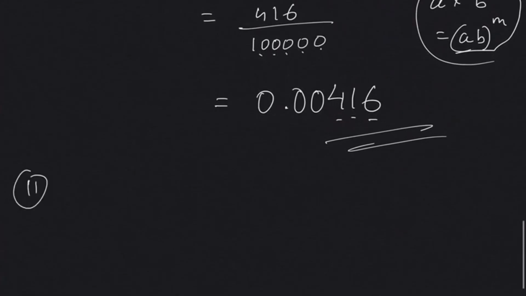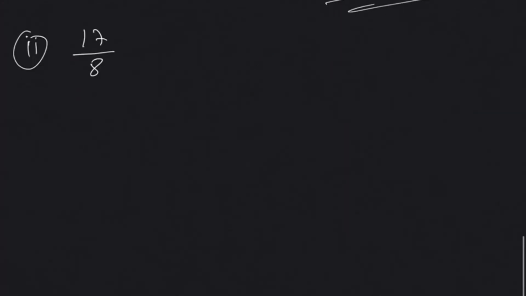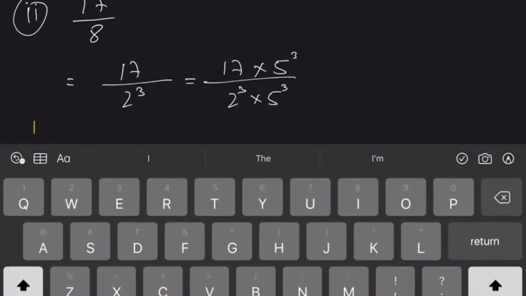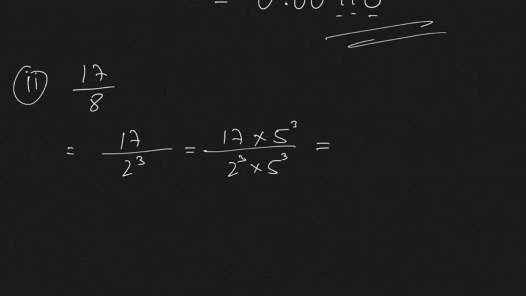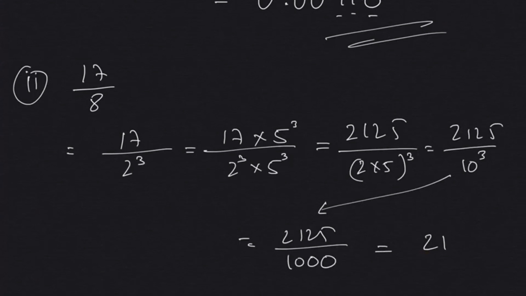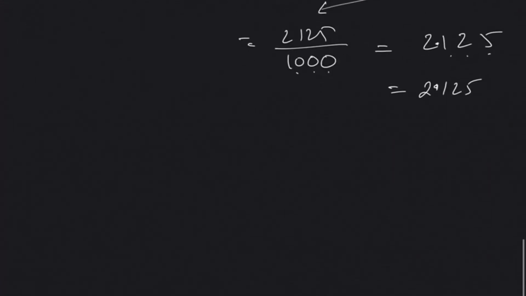Number 2 also let us try, that is 17 by 8. 17 by 8, the 8 factorizes as 2 cube. So again let's continue: 17 over 2 cube. To get 10 we multiply 2 by 5, so only power 3. We will have to multiply by 5 power cube on both the numerator and the denominator. So with multiplication we will have 2125 divided by 2 into 5 whole cube, that will be 2125 by 10 power cube, that is 2125 by 3 zeros. First write the number 2125, then after 3 places, 1 2 3, you put the decimal, that is 2.125.